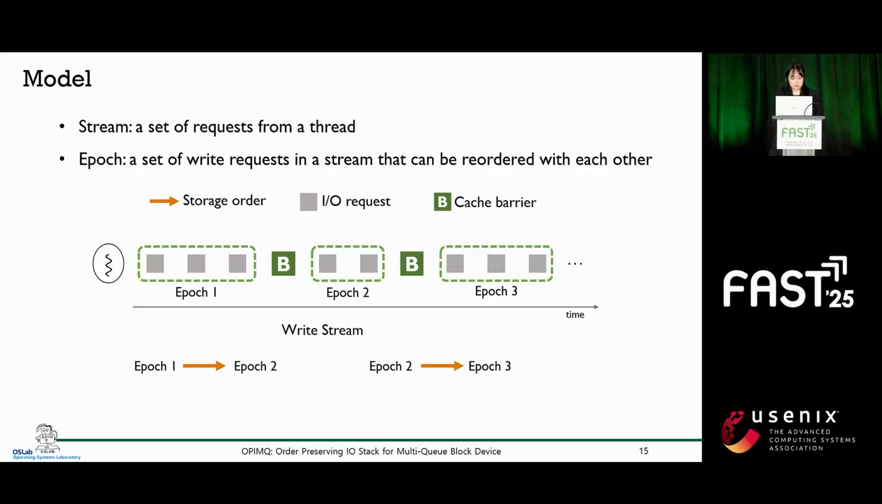To understand the problem in the multi-queue system, we define two key concepts, stream and epoch. A stream is a set of I/O requests issued by a single thread. Within a stream, an epoch is a group of write requests that can be reordered internally but must be persisted in creation order. Each epoch is delimited by a cache barrier.